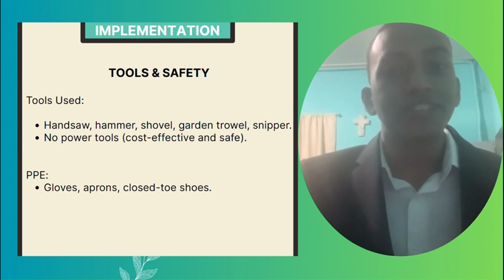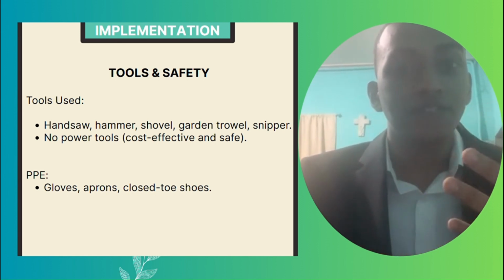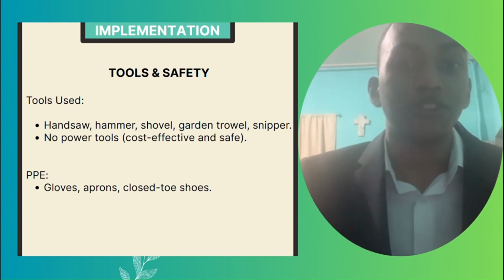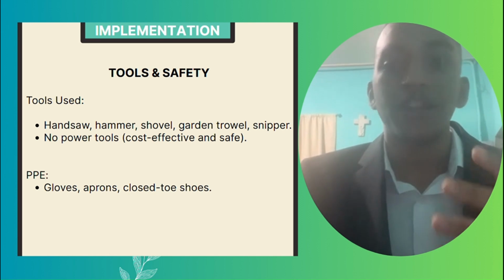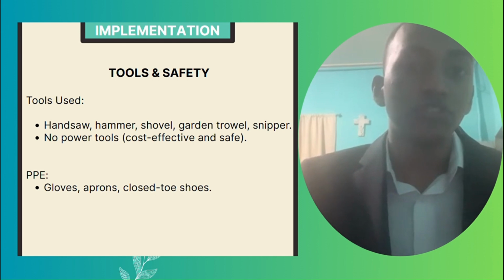In our project, environmental safety was not the only thing that we took interest in. We also took interest in the safety of humans, in the sense that our project was very simple to construct. Our project was very basic in nature, and as a result, it only required a few tools and a few PPE during the construction process. The few tools needed was handsaw, hammer, shovel, a garden trowel, and a snipper, and there were no power tools used, which stressed what I just said in terms of the safety.